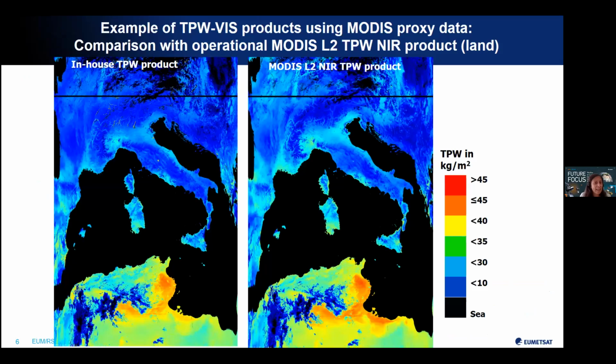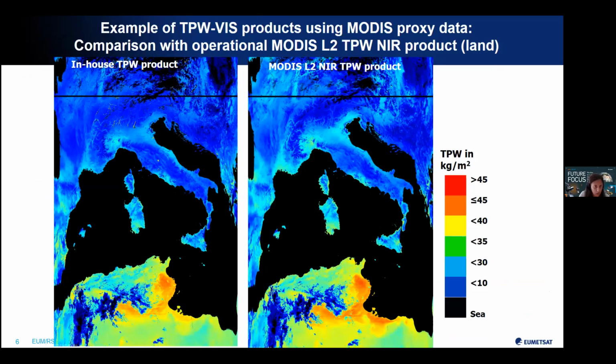In this last slide, I would like to show you a comparison between our water vapor retrieval based on MODIS and the MODIS operational product. So this is the total water vapor retrieval on visible band. There is an equivalent product from MODIS as well. As you can see, we know already that our product performs quite well in comparison to the MODIS one.